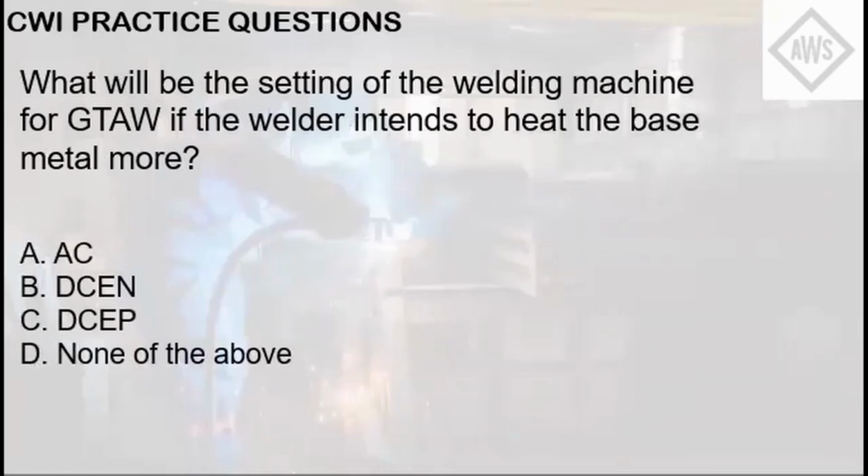So welding machine commonly has what we call the electronegative flow, right? So it flows through a circuit in an electrode negative manner. So for letter A, AC, if it is AC, it will not heat the base metal more because of its sinusoidal kind of curve.